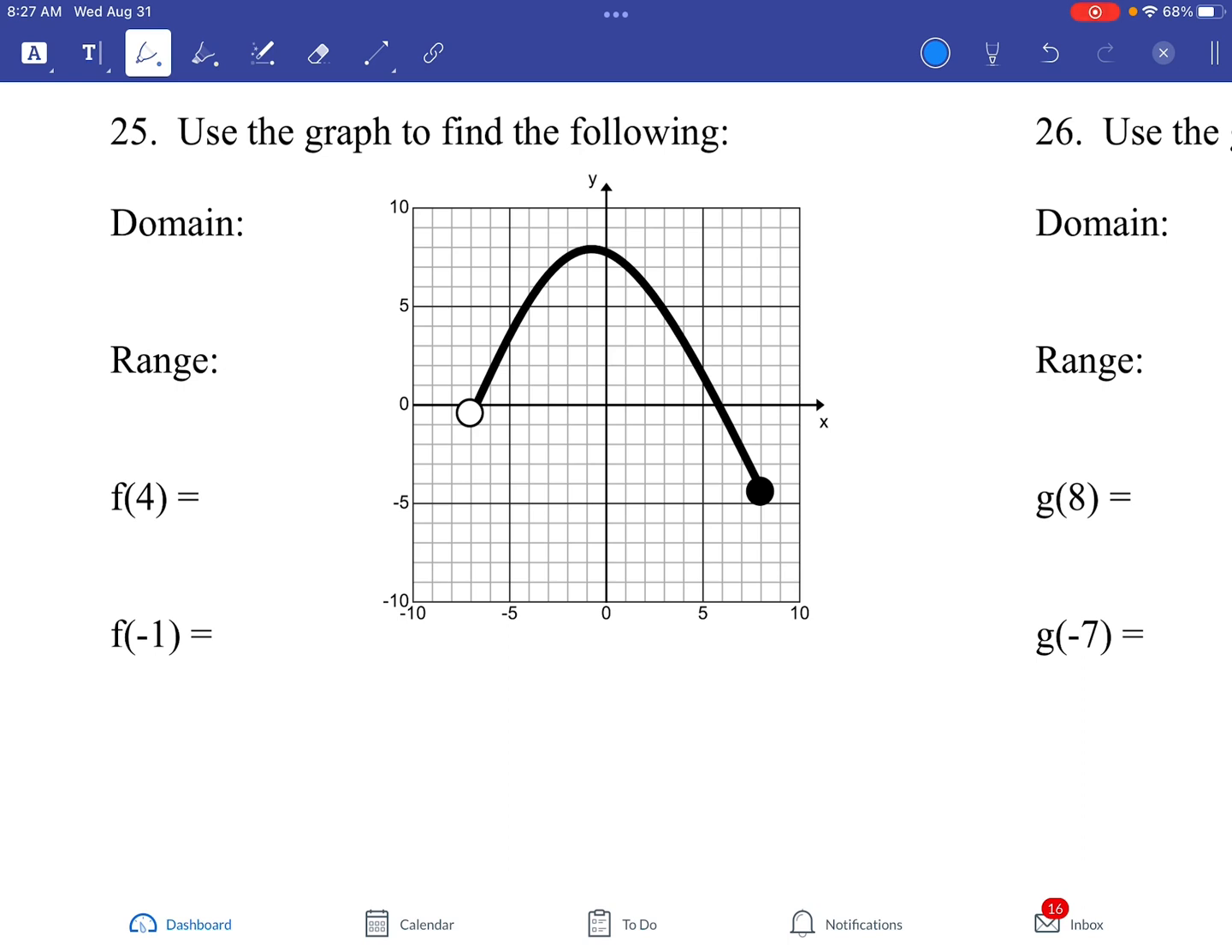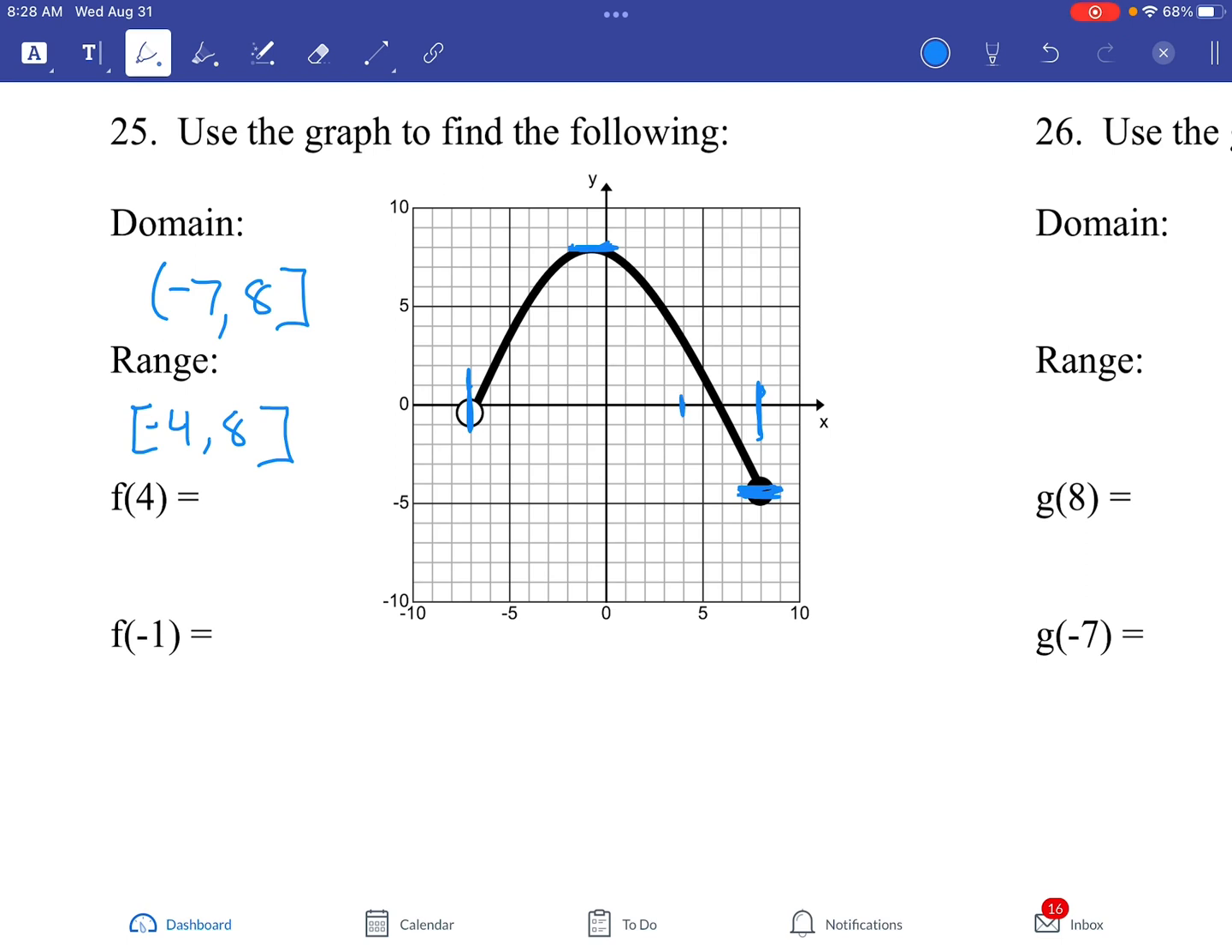Domain from left to right. We start off at negative 7 with a parentheses. Go over here to positive 8 with a bracket. That's an ugly bracket. That's better. For the range, the lowest part is down here. We're going to make that negative 4 bracket. And it's going to go up to the top, which is going to be 8. And since it's a solid line, it is also a bracket.